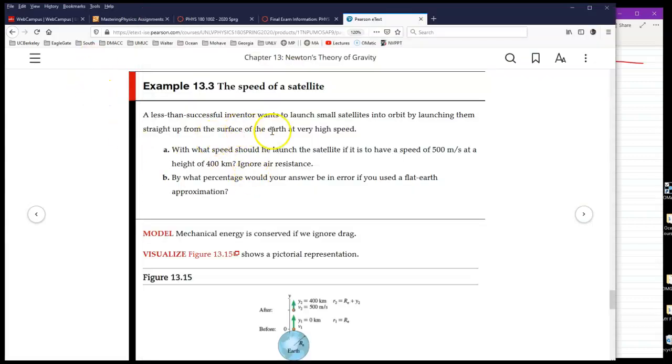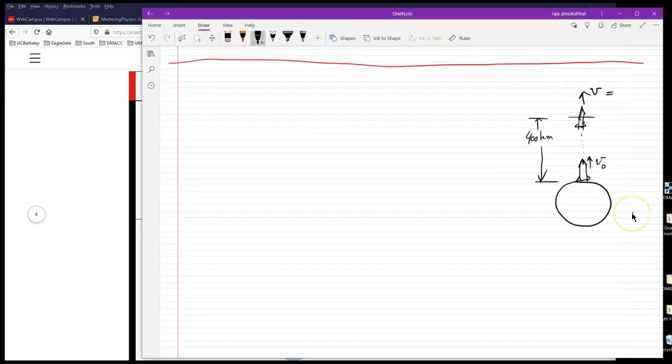Let me see. He wants to launch a small satellite into orbit. With what speed, which is V-naught, should he launch the satellite if it is to have a speed of 500 meters per second at 400 kilometers? So here we have 500 here. He's asking, with what speed should he launch the satellite in order that at a height of 400 kilometers, which is about 250 miles or something, the speed of the satellite is 500? So what would be that speed?